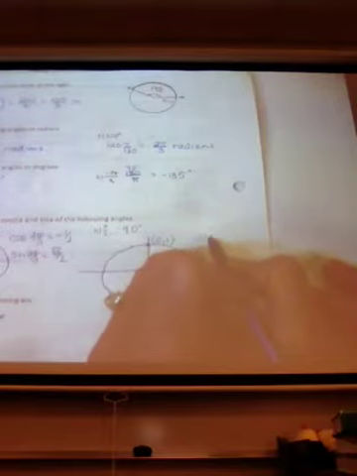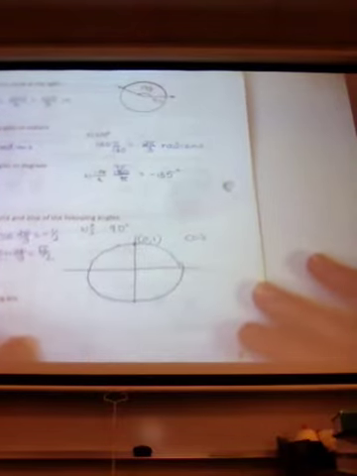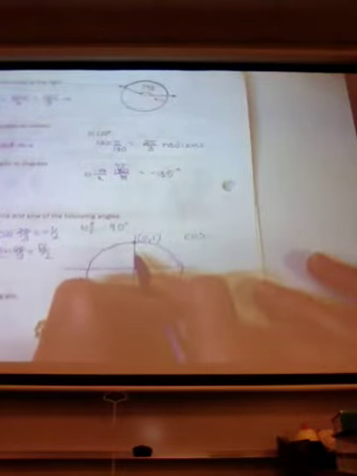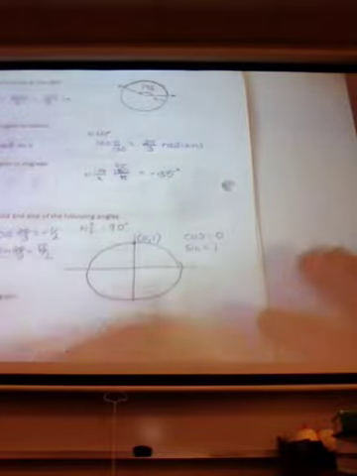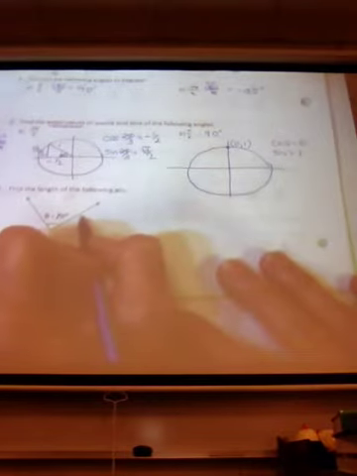So what is the cosine? Abraham, what do you have? What's the cosine of 90 degrees? 0. And Sarah, what's the sine? Perfect. Okay, if I want to find the length of this arc, I need to know what the radius is.